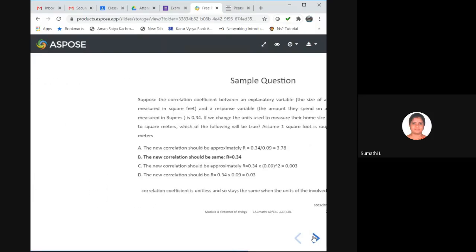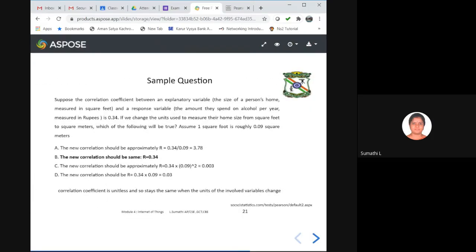Okay, with this, I have given some sample questions. I will just read out the question. Suppose the correlation coefficient between an explanatory variable, which could be the size of a person's home measured in square feet, and a response variable, the amount they need to spend per year in rupees, or the amount they have to spend to purchase that particular home, is 0.34.